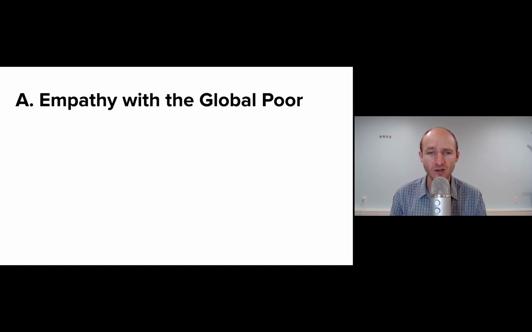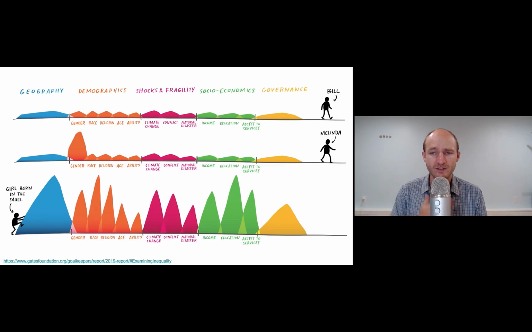Okay, empathy with the global poor. This one's intense but crucial. I love this graph from the Bill and Melinda Gates Foundation where they show, for someone like them, all the hurdles that they had to go over or didn't have to go over, and they break them into these buckets.